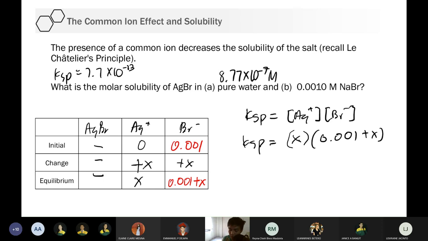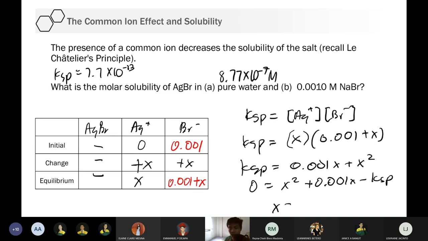Okay. So, we have to distribute this term, plus X squared. We rewrite this into proper format for polynomials. Then we solve for the value of X using calculator. Okay? Gamit na kayo ng calci. So that is 1, 0.001, and negative 7.7 times 10 raised to negative 13. So the value of X will be 7.7 times 10 raised to negative 10. The other value is negative 1 raised to negative 3. So, syempre yung positive value yung gagamitin nyo ito.